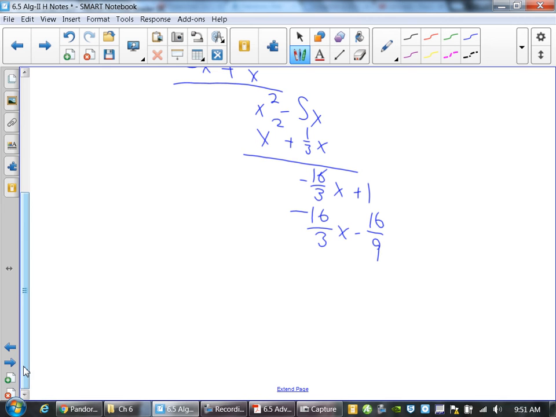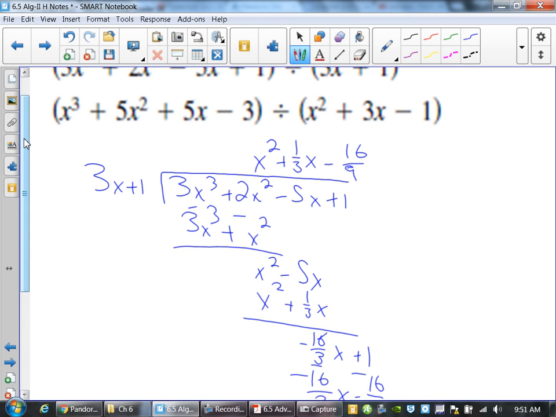So then when I subtract everything out, first term goes. 1 minus a negative gives me plus. So I get 1 plus 16 over 9, which is 25 over 9. Very good. And that's my remainder part. Over fraction. So plus 25 over 9 over the divisor.